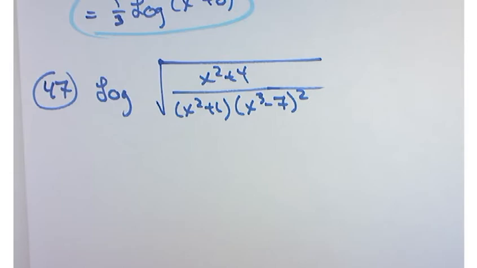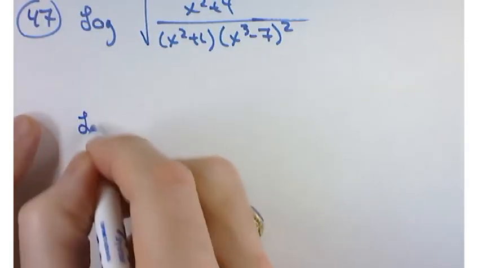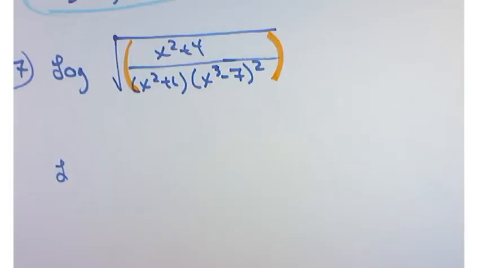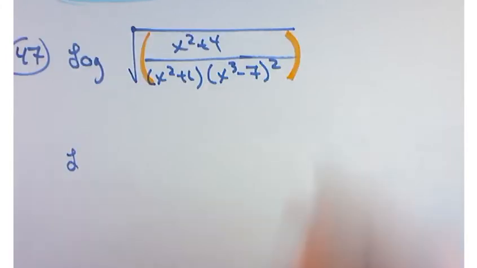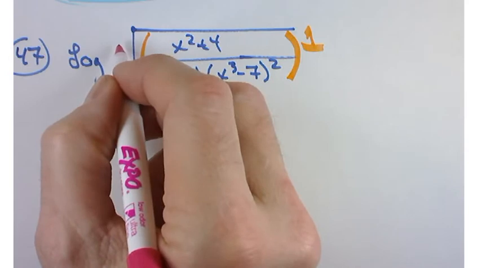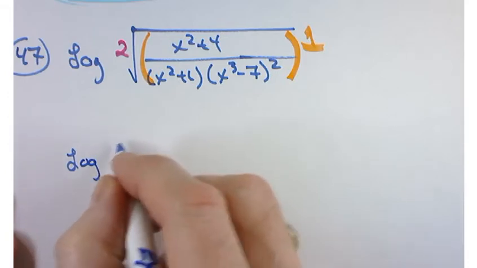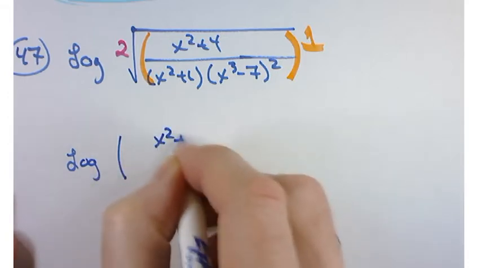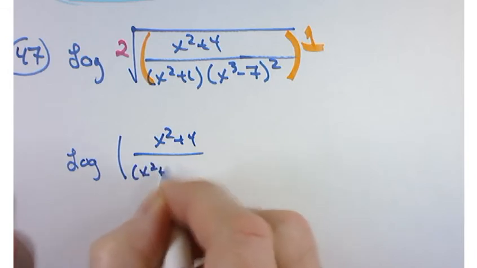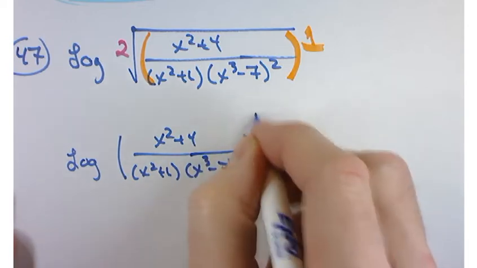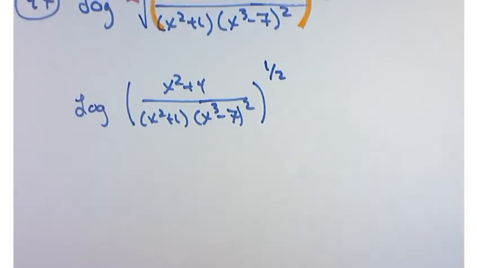All right, make it to the power of 1/2. Good. So all of this, when you have these square roots or cube roots or whatever roots, start by making them rational exponents. Now, it's not written, but Contessa, what number is understood to be out in front here? 2. All right, so that's log of x squared plus 4 over x squared plus 1 times x cubed minus 7 squared, all raised to the 1/2 power. Good.